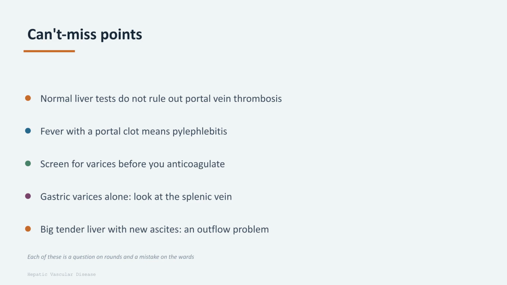5 points to carry with you. First, normal liver tests do not rule out portal vein thrombosis. They are usually normal. Second, fever with a portal vein clot means you look for pylephlebitis. Third, screen for varices before you anticoagulate, and give a non-selective beta blocker first if high-risk varices are there. Fourth, gastric varices with a clean esophagus. Look at the splenic vein and think pancreatitis. Fifth, a big tender liver with new ascites is an outflow problem until proven otherwise.